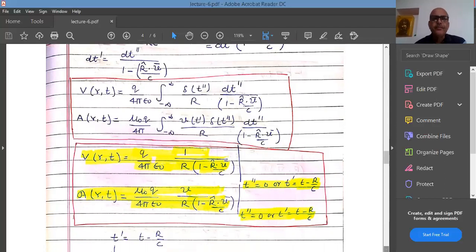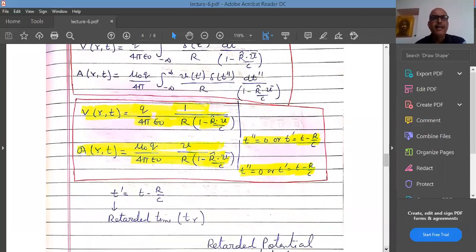The same thing we have to do for A also. Here again the function is different.